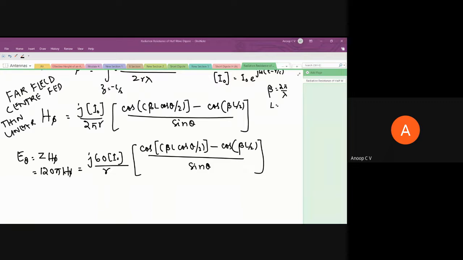One more thing. In the last class, while doing the GeoGebra simulation, I was considering a lambda by 4 antenna. In the video, I told it spans from minus lambda by 8 to plus lambda by 8. I hope you understood, it was a slip of my tongue. It should have been minus lambda by 16 to lambda by 16. It was a mistake from my side. I had just asked you to calculate the maximum current, or current at the center, so I remembered that and mentioned it.